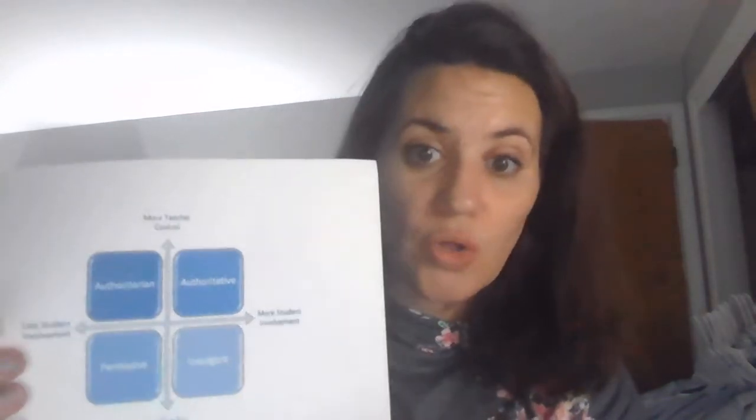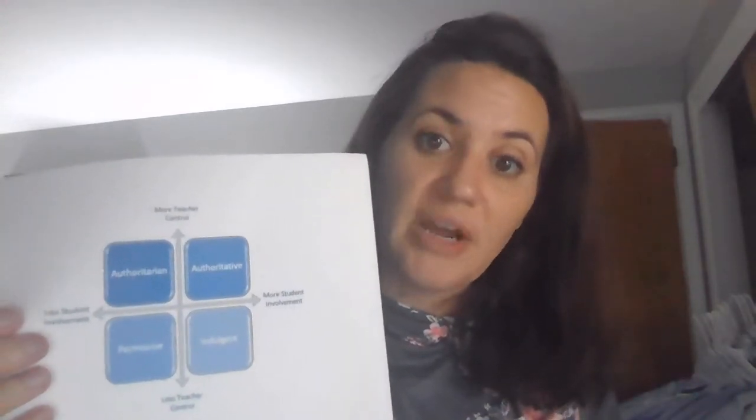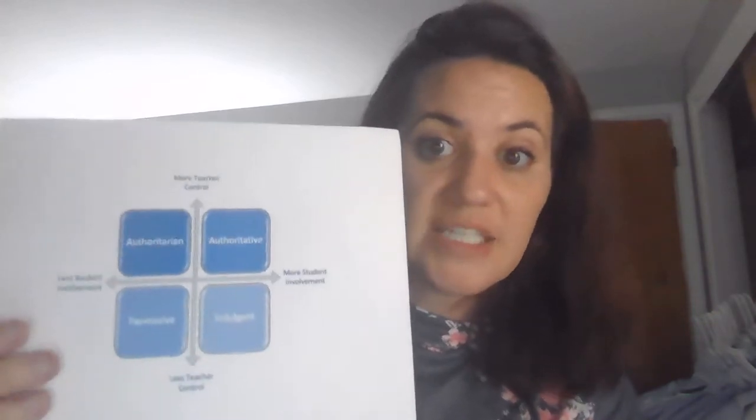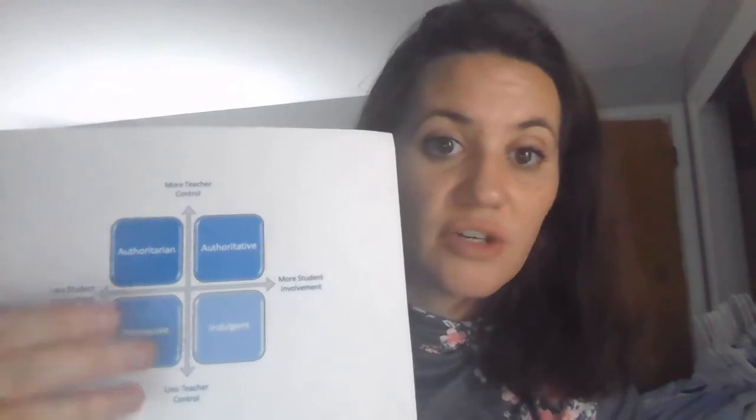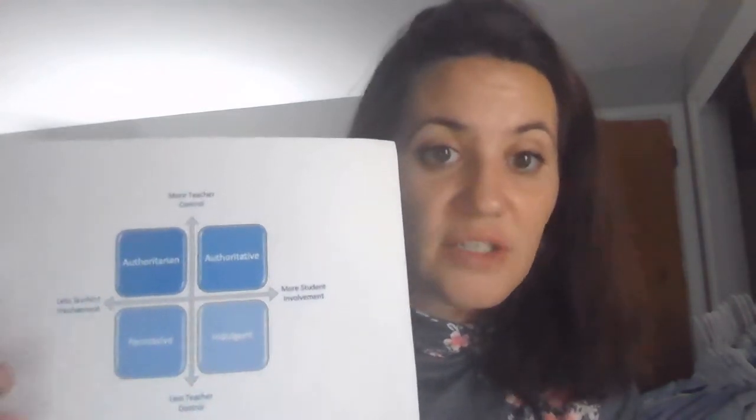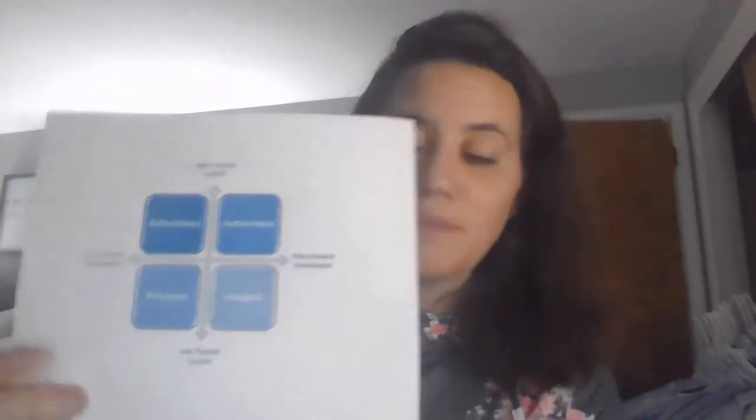Now, there are four classroom management styles that are based off of clinical psychologist Diana Baumrind's parenting styles. She helped define these parenting styles, and they were based off of the amount of control and involvement for parenting of the child and parent, but this is now for the student and the teacher. Now, there could be more and less teacher control and more and less student involvement.